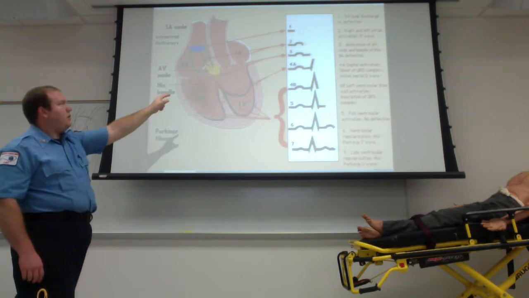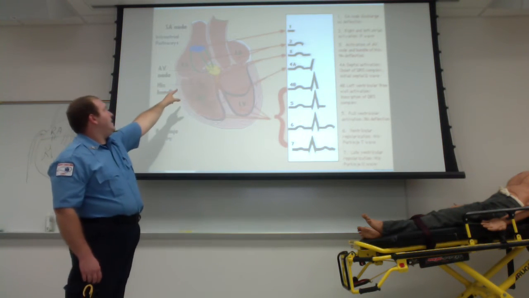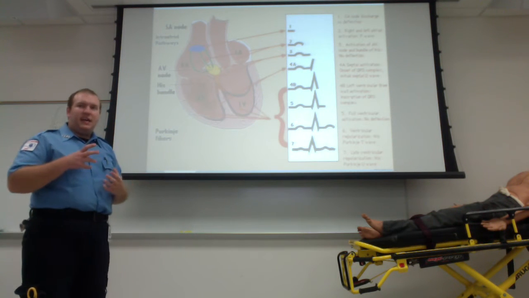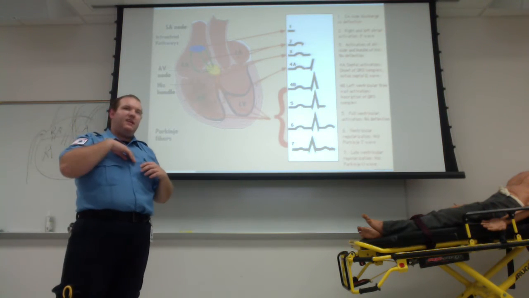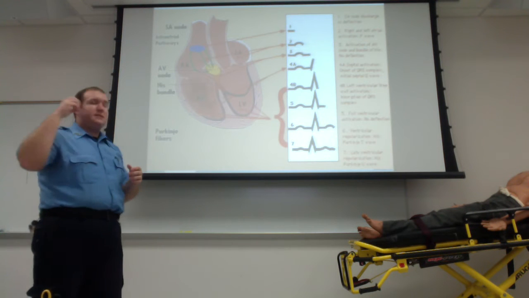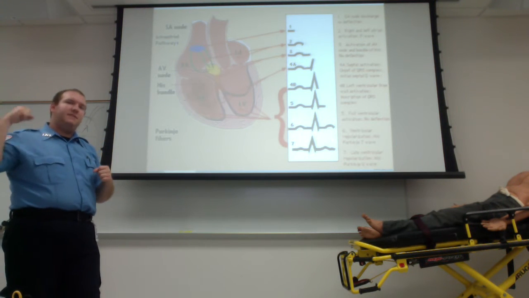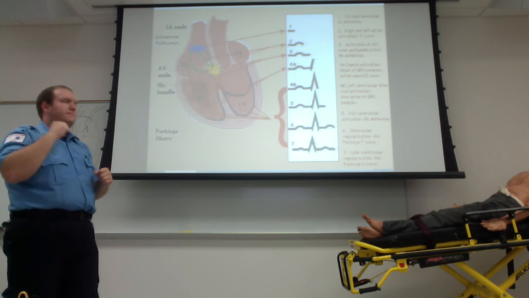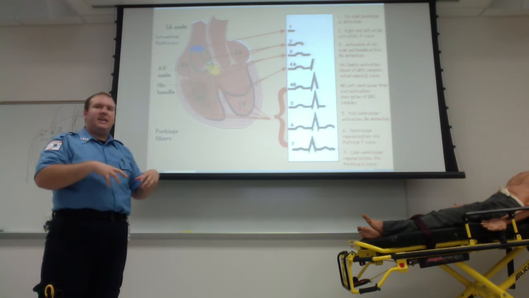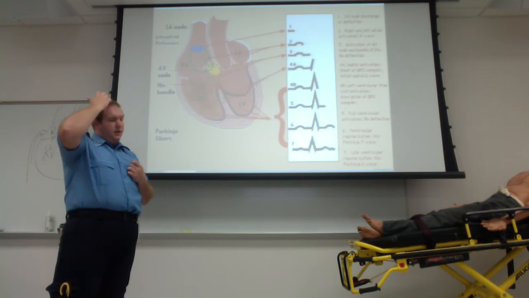The second portion here is that pause right after the P wave. You can see here the yellow AV node. That is that delay. The reason it's there is because it gives the blood enough time to get through the valves into the next chamber of the heart before the heart contracts.